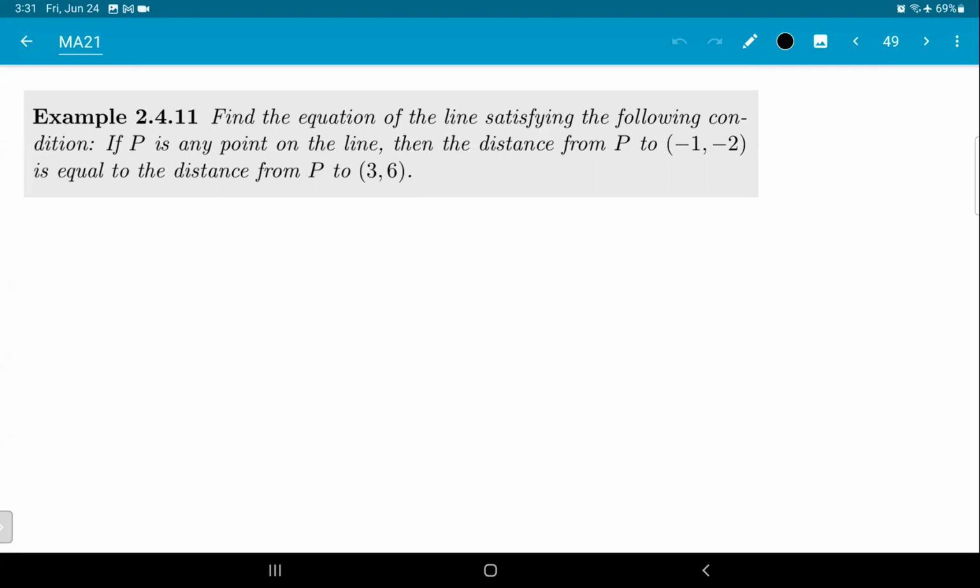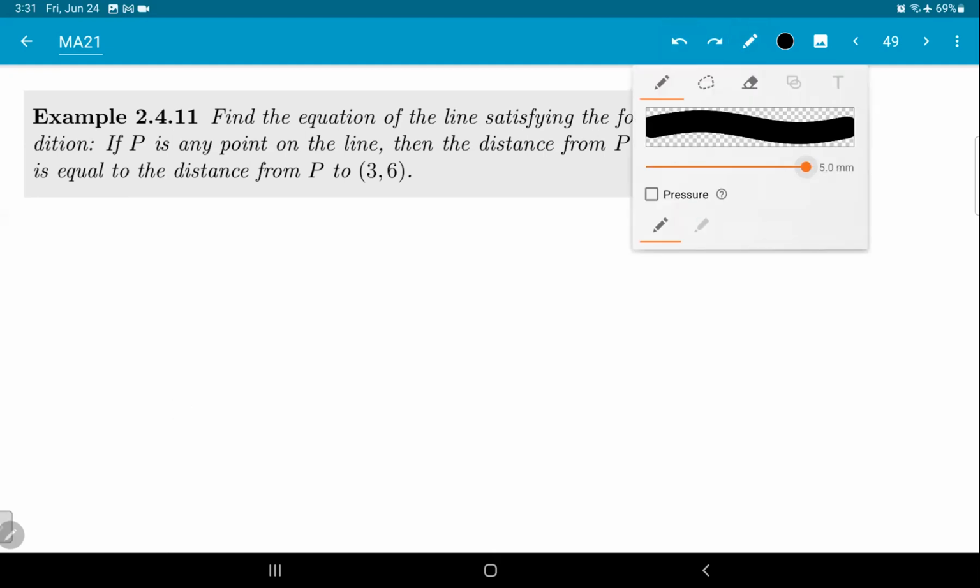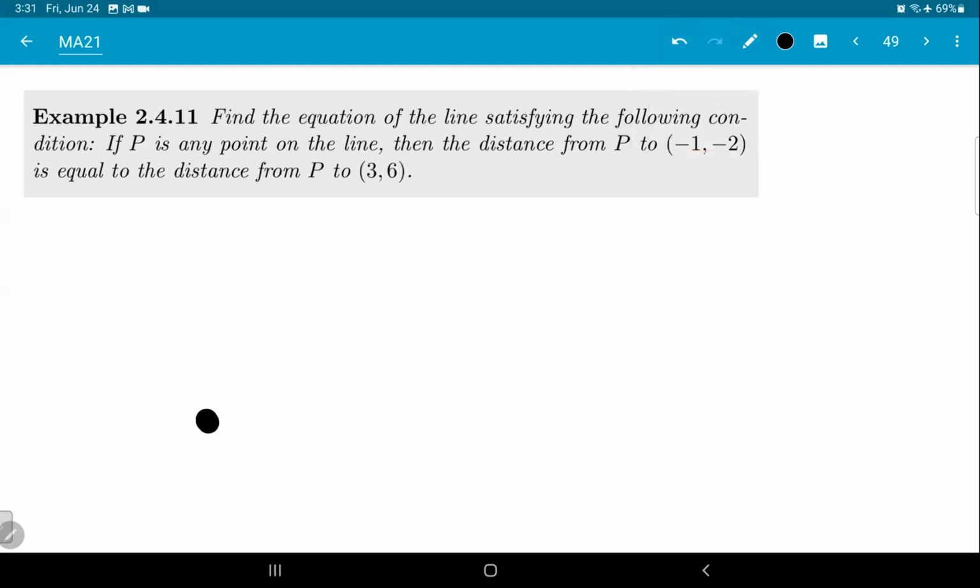Find the equation of the line satisfying the following condition. If P is any point on the line, then the distance from P to -1, -2 is the same as the distance from P to 3, 6. Let's draw the figure. So say this is -1, -2. Then northeast, 3, 6. Let's look at this.